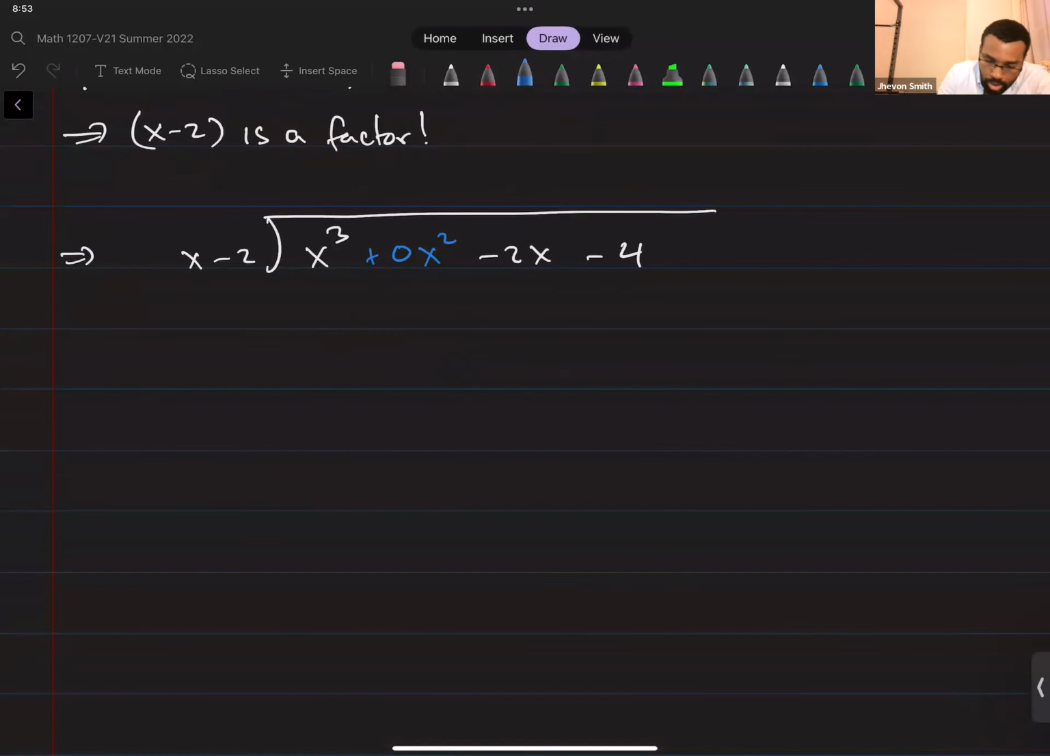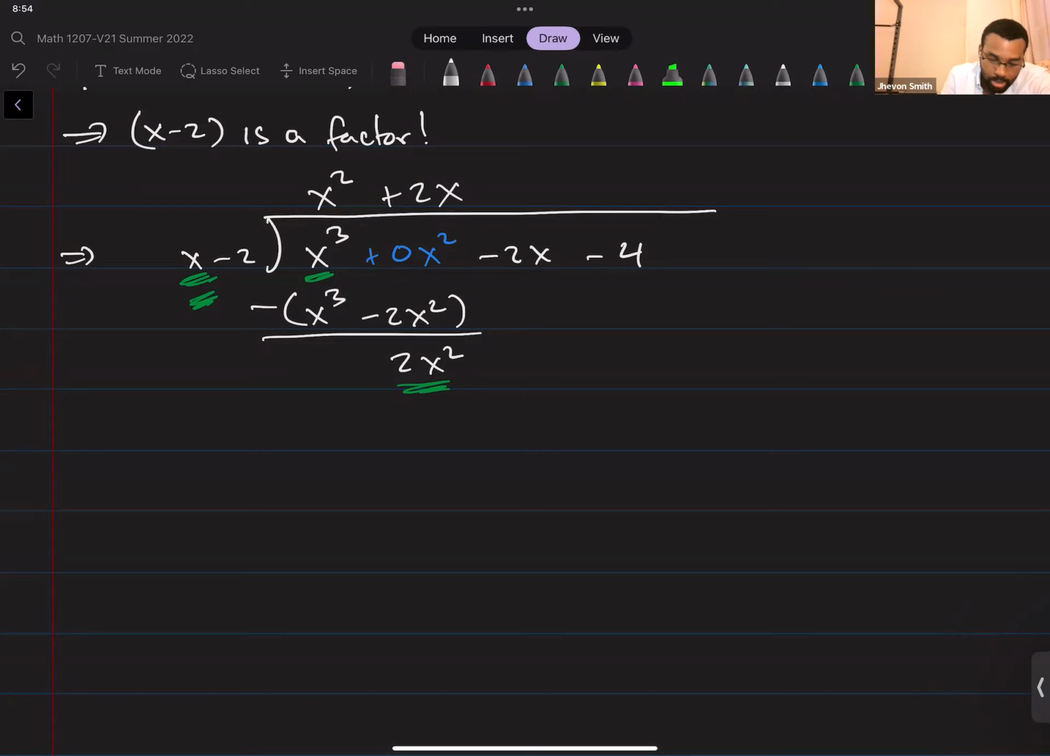So remember how we do this? You take the first term, divide it into the first term. So you take x into x cubed, you get x squared. Multiply everybody, you get x cubed minus 2x squared. Subtract, and that would leave you with a 2x squared. Then you take the x into the 2x squared, you get plus 2x.